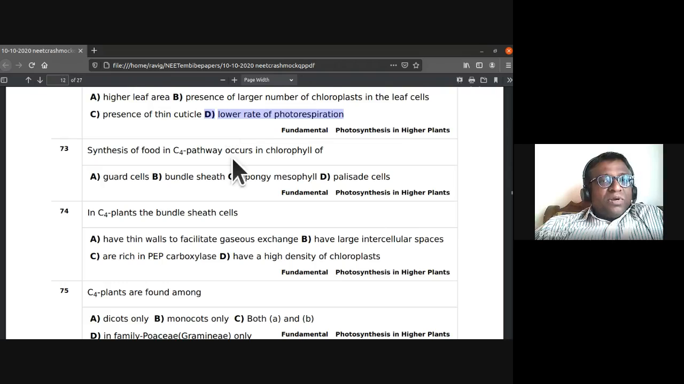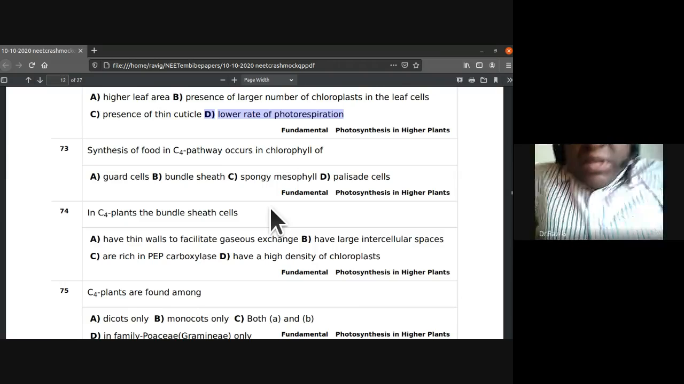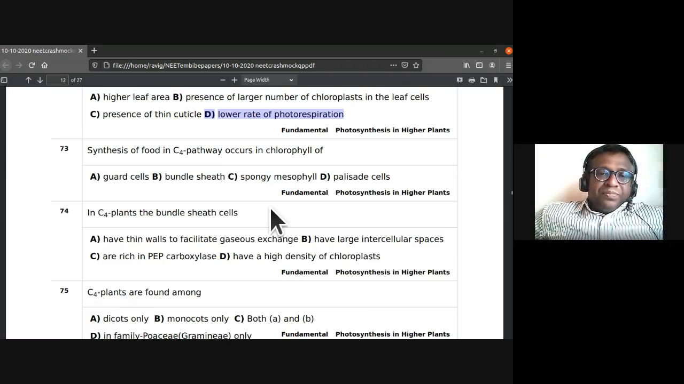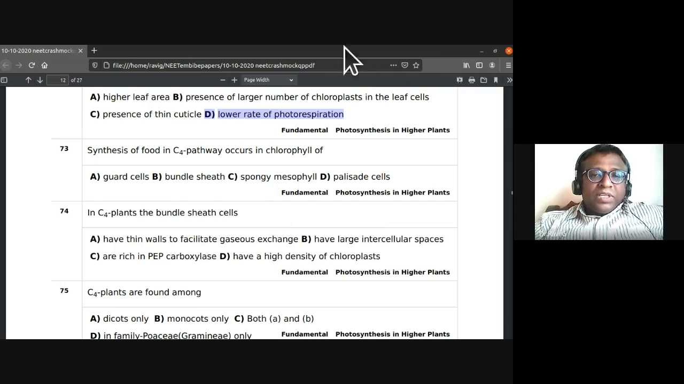73rd, synthesis of food in C4 pathway occurs in chlorophyll of. Does it occur in guard cells, bundle sheath, spongy mesophyll, or palisade cells? Where does the synthesis of food in C4 pathway occur? So it occurs in the bundle sheath cells. In C4 pathway, the food is synthesized in the bundle sheath. So the answer is 73rd, B.